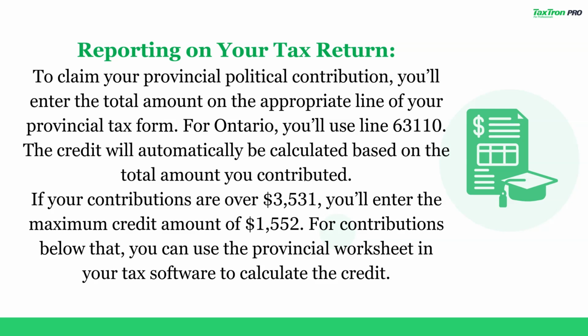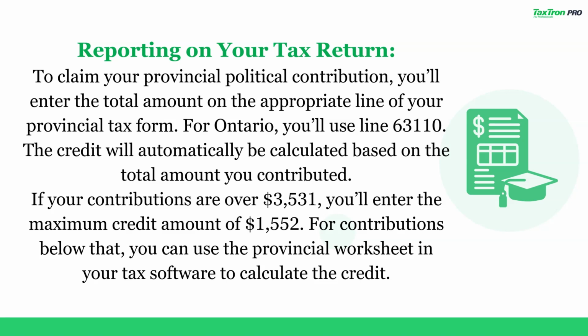Reporting on your tax return. To claim your provincial political contribution, you will enter the total amount on the appropriate line of your provincial tax form. For Ontario, you will use line 63110. The credit will automatically be calculated based on the total amount you contributed. If your contributions are over $3,531, you will enter the maximum credit amount of $1,552. For contributions below that, you can use the provincial worksheet in your tax software to calculate the credit.